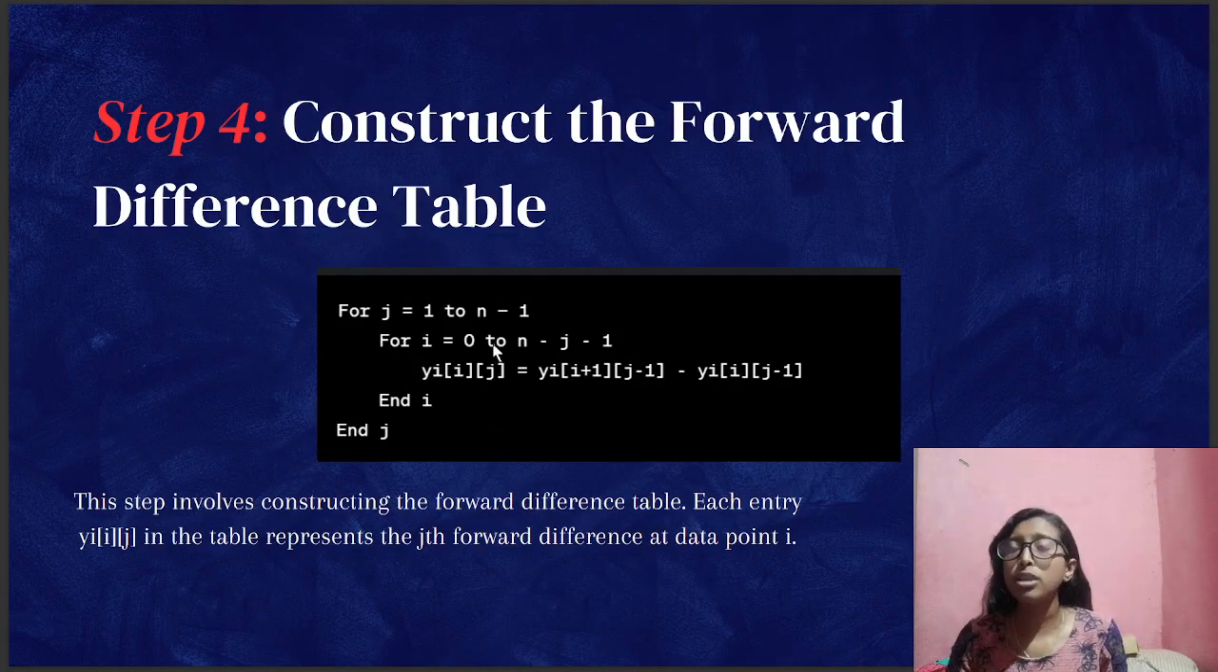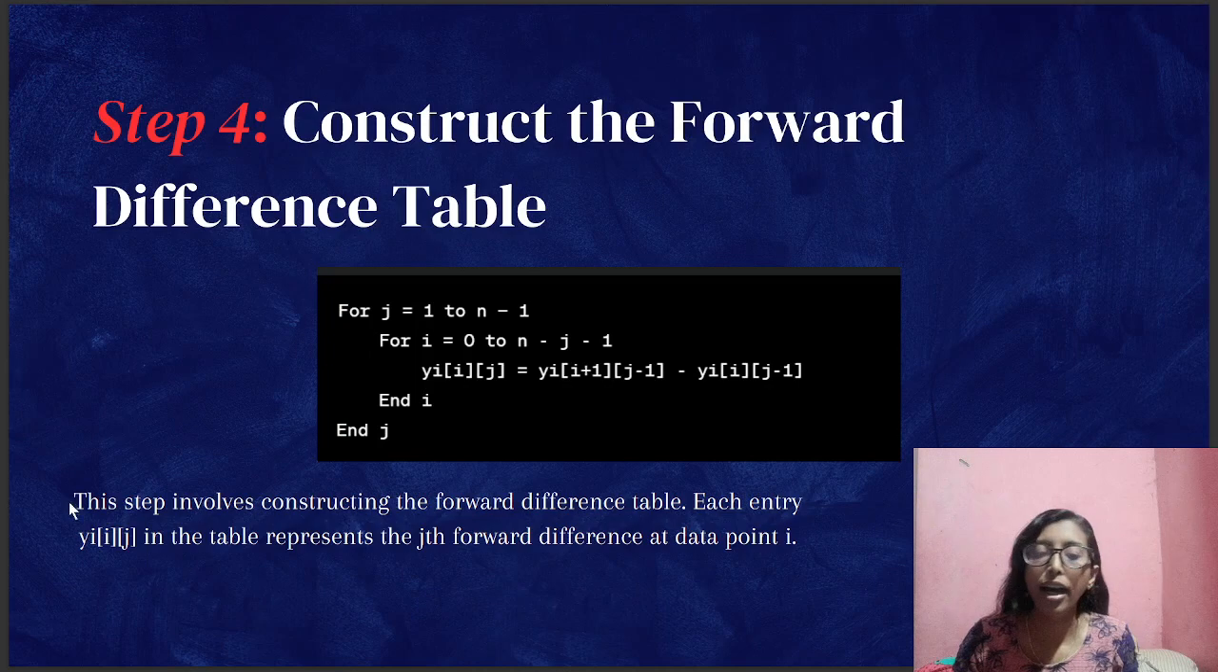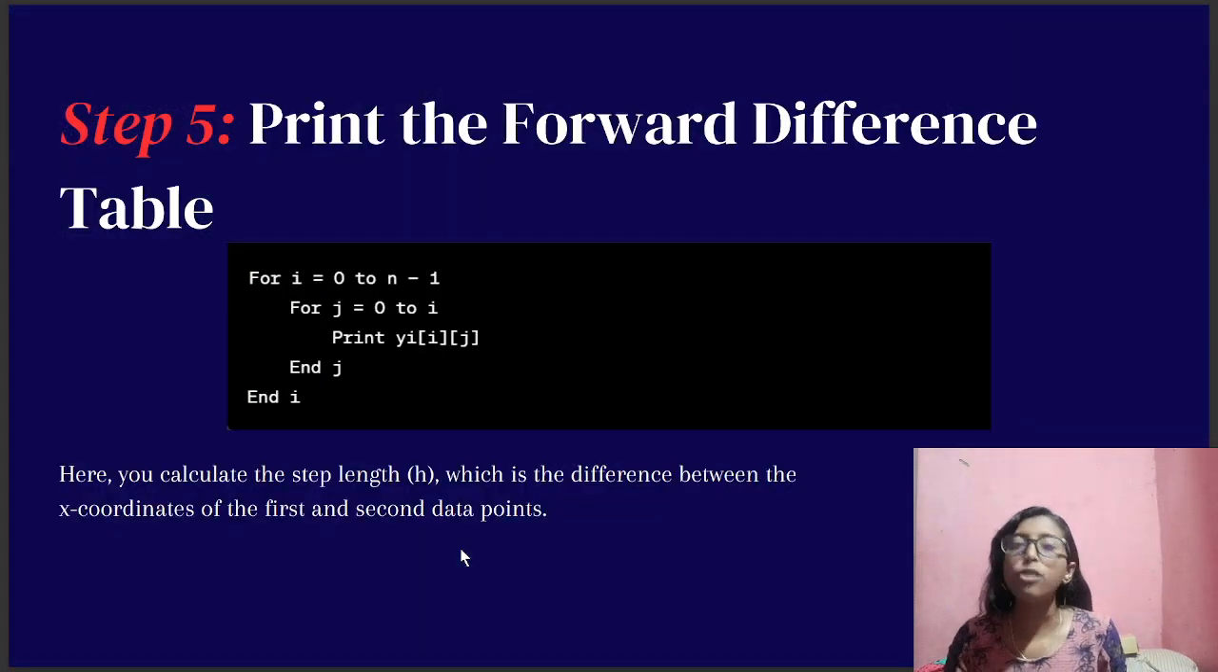Now the fourth step is to construct the forward difference table. It is to be noted that we are writing the algorithm similarly to how we solve this question. So in this question we have to make the forward difference table. Here the forward difference table algorithm is shown. This step involves constructing the forward difference table. Each entry yij in the table represents the jth forward difference at data point i. Now the fifth step is to print the forward difference table.